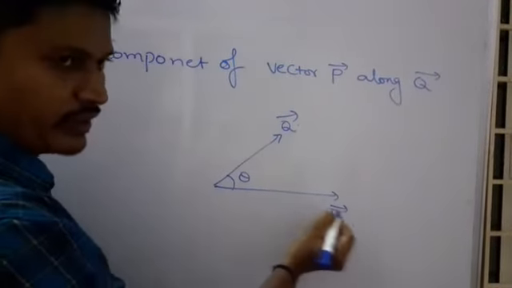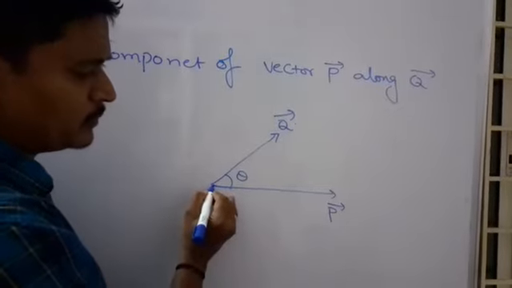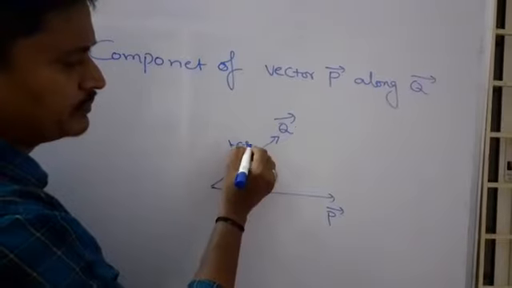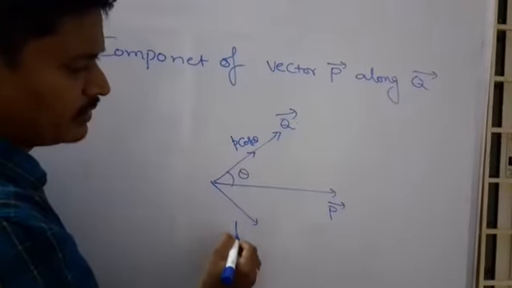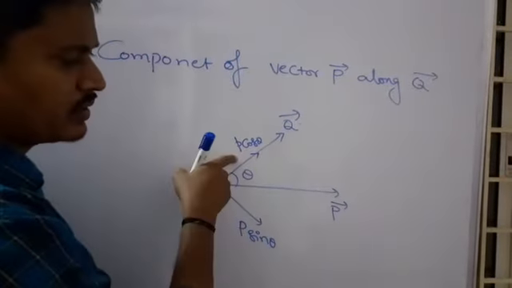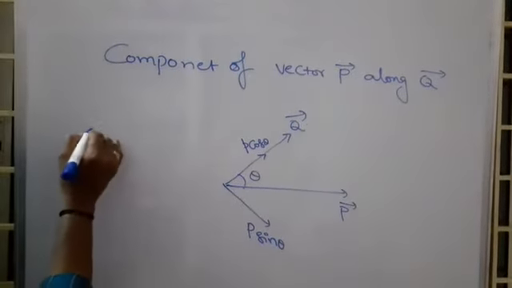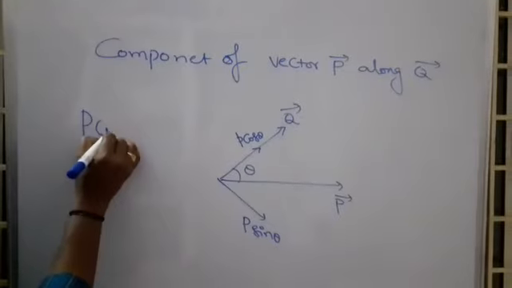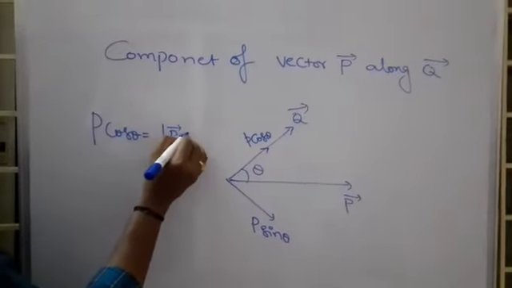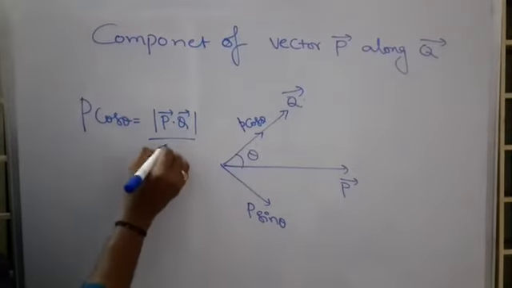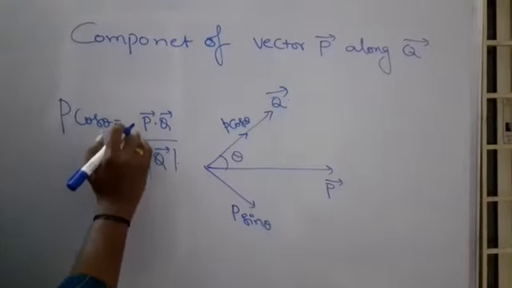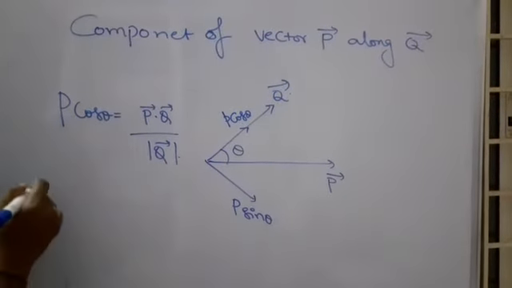So the P vector can be broken up into two components: P cos theta, and this is P sin theta. Now what is the component of P along Q? That is P cos theta, which is equal to P bar dot Q bar divided by mod of Q.